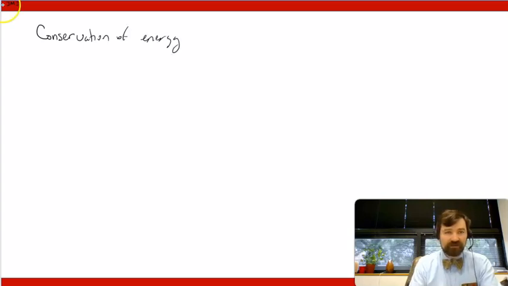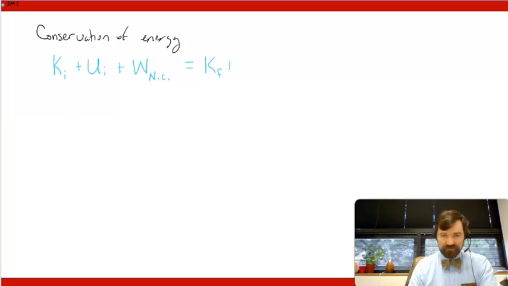And that law can be written several ways that all basically say the same thing. One version is that the initial kinetic energy plus the initial potential energy for the system plus any work done by non-conservative forces is equal to the kinetic energy final for the system plus the potential energy final for the system.